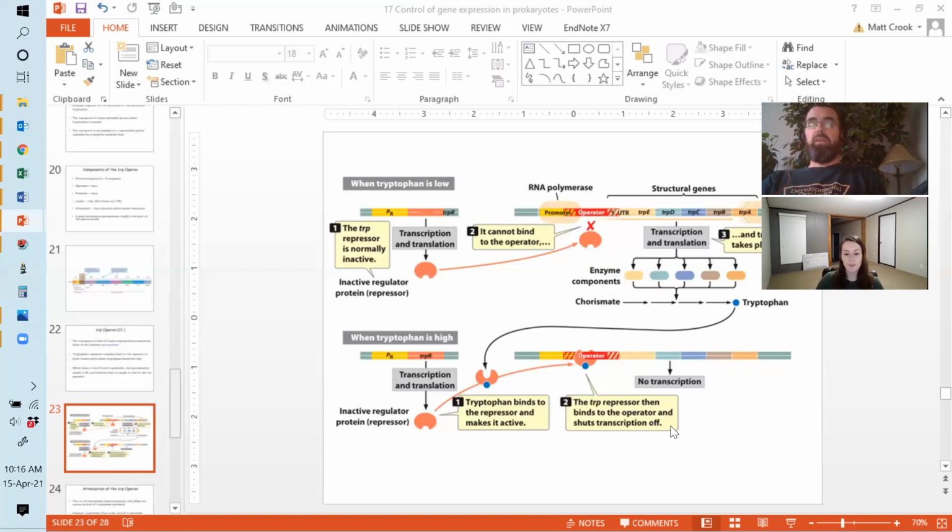Does that make sense? But either way, if there is protein there, you do not get transcription.